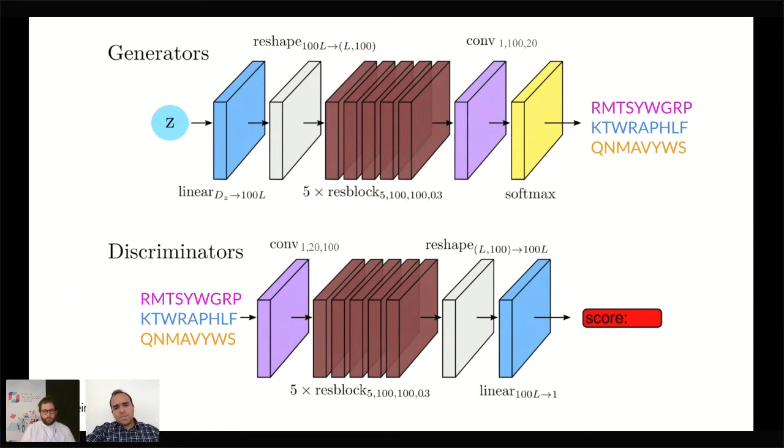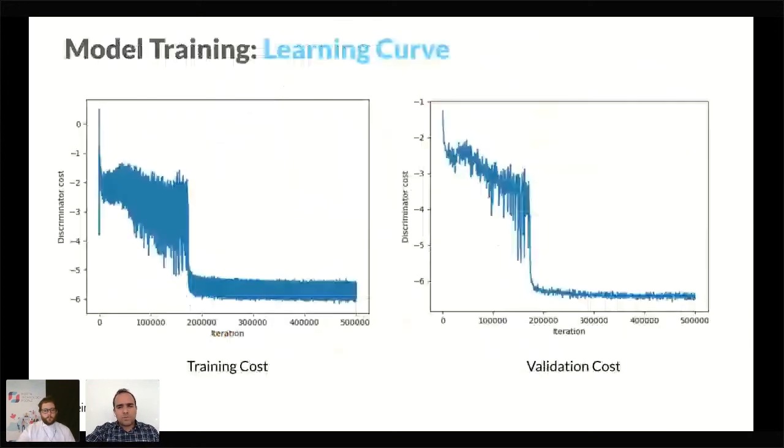And we trained this huge Wasserstein GAN with gradient penalty over around 500,000 iterations. But as you can see in the learning curve of the training set and validation set, after around 200,000 iterations, the model could converge and could learn the distribution of the data.